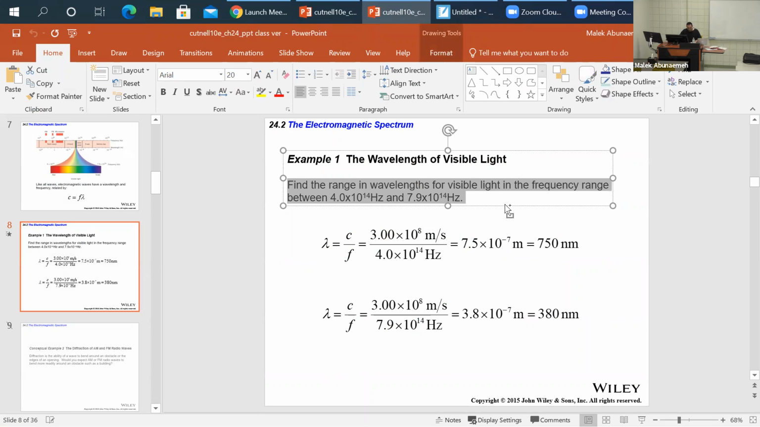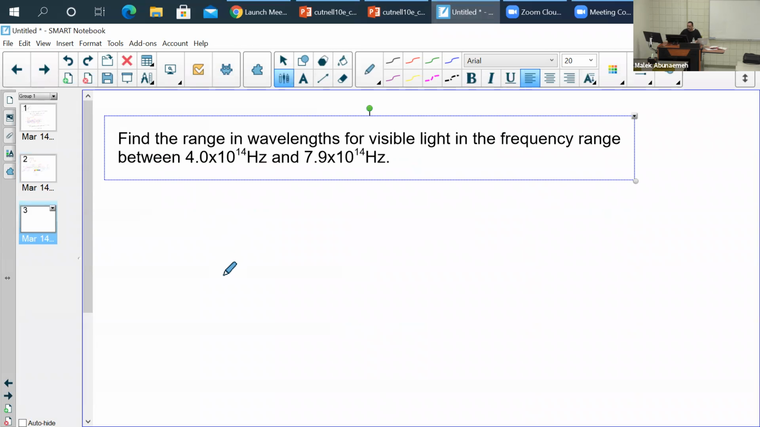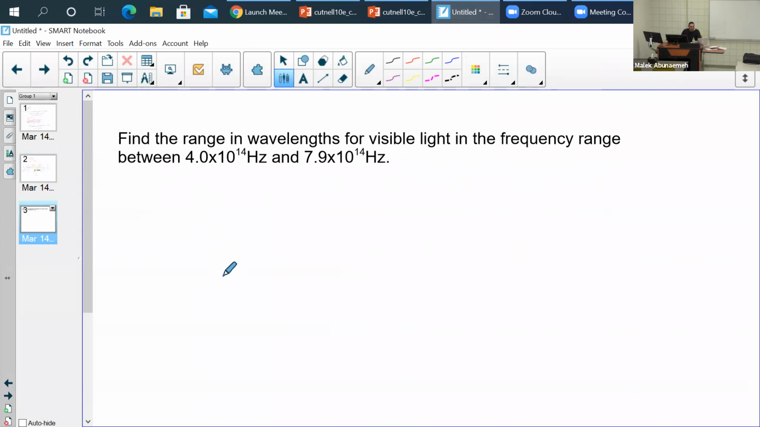We take this question, copy and paste. Find the range of wavelengths for visible light with frequency between 4 times 10 to the 14th and 7.9 times 10 to the 14 hertz. So your frequency for your first one is going to equal 4 times 10 to the 14th hertz. The frequency for the second one is 7.9 times 10 to the 14 hertz. And in both cases, we want to find the wavelength associated with it.